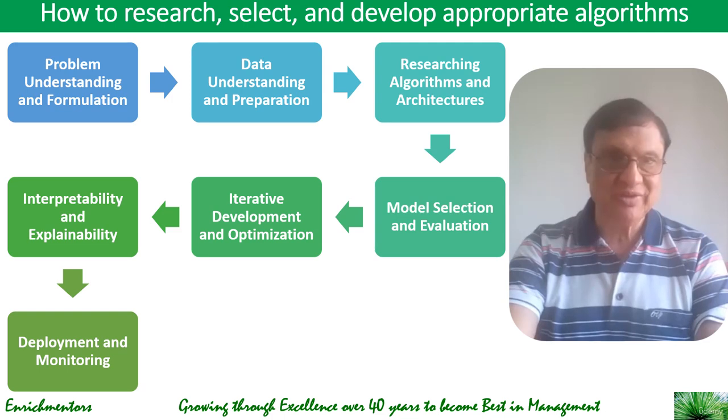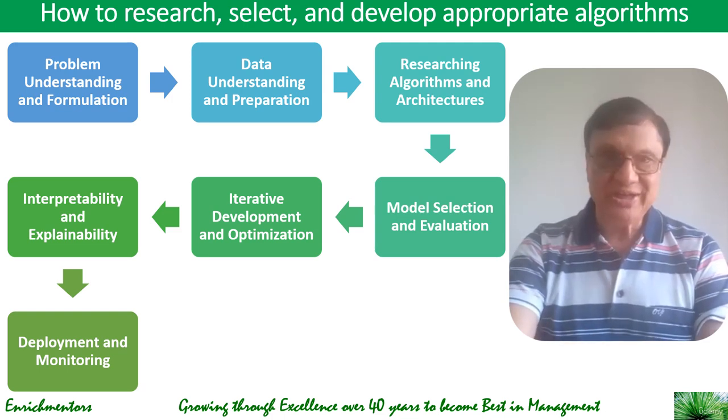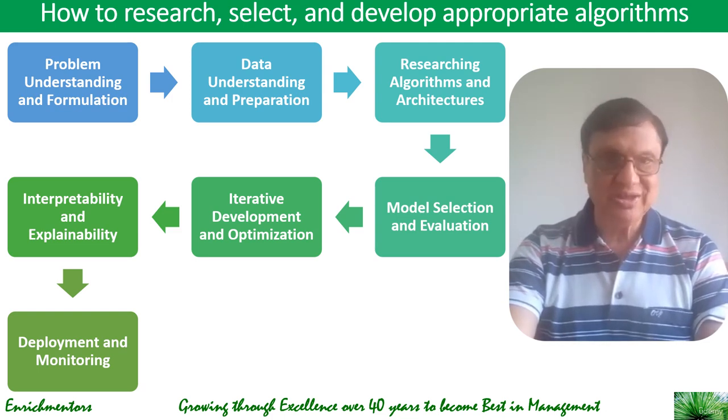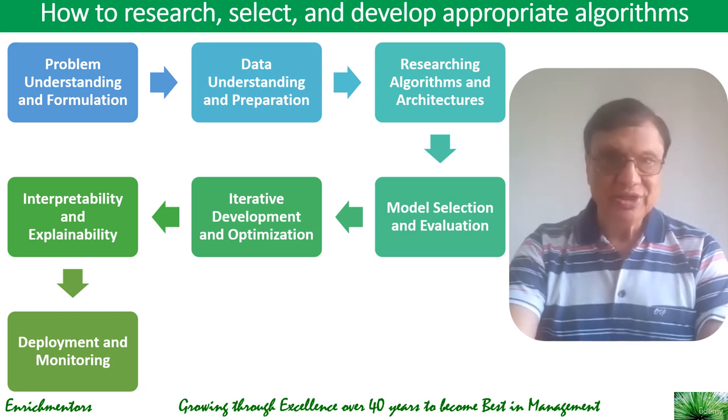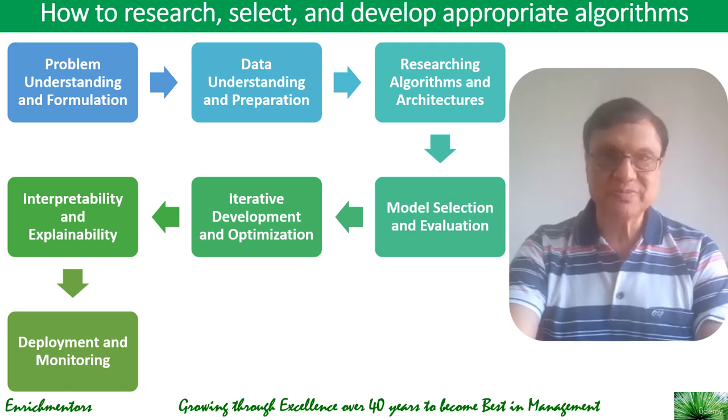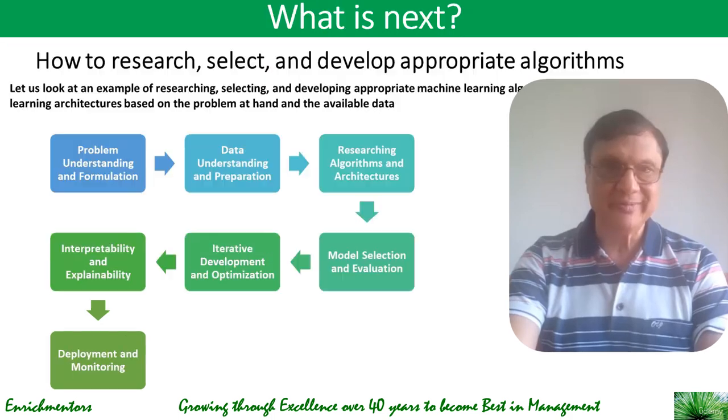So, by following these steps in the whole process of how to research, select, and develop an algorithm: understanding the problem, data pre-processing, researching, model selection and evaluation, iterative development and optimization, interpretation and explainability, and finally deploying, you can develop a machine learning algorithm tailored to the specific problem at hand and characteristics of the available data.